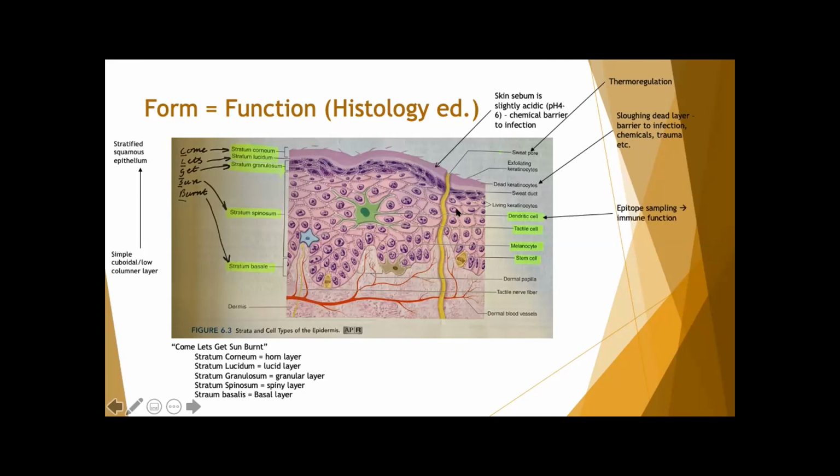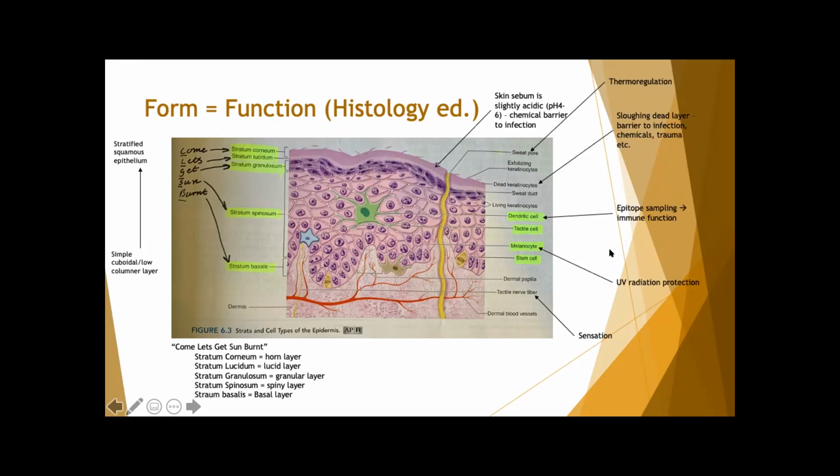And then you've got immune function within the skin with dendritic cells, which you'll remember from MMI in 2nd year, help with epitope sampling. So they sample the external epitopes in the environment to give you a good repertoire of antibodies against the external environment. Then you've got melanocytes, which help with UV radiation or protect you from it. And then there's tactile nerve fibers, which obviously are there for sensation.